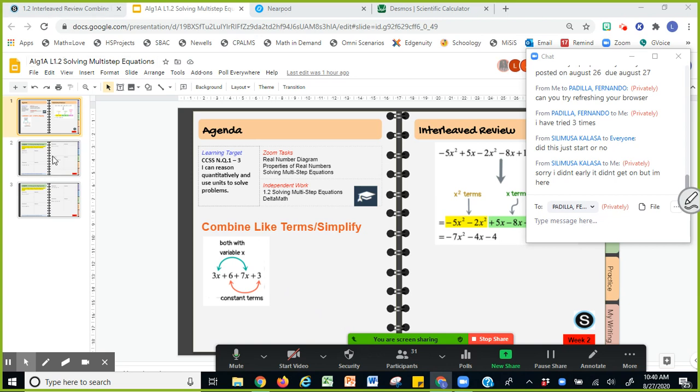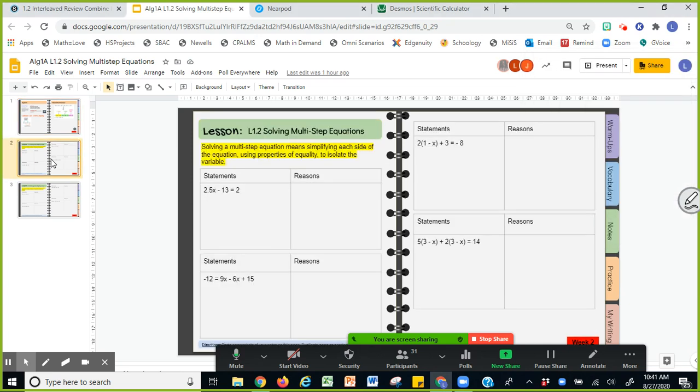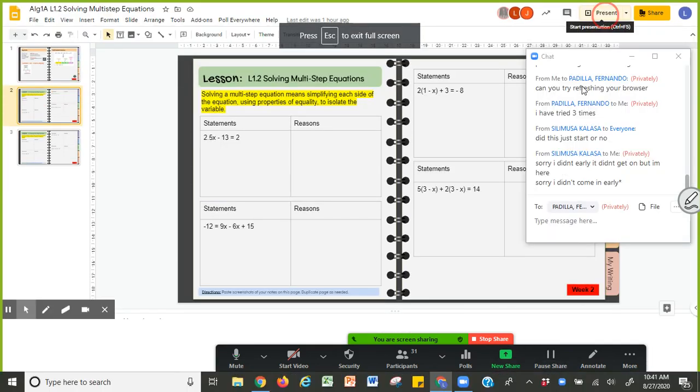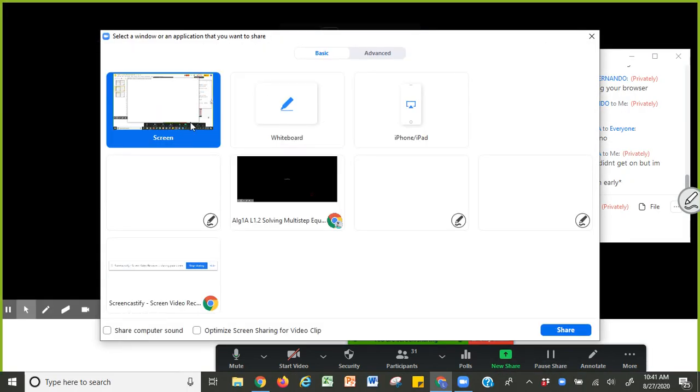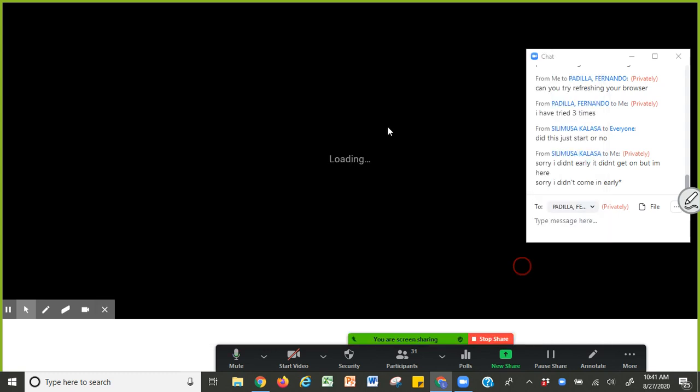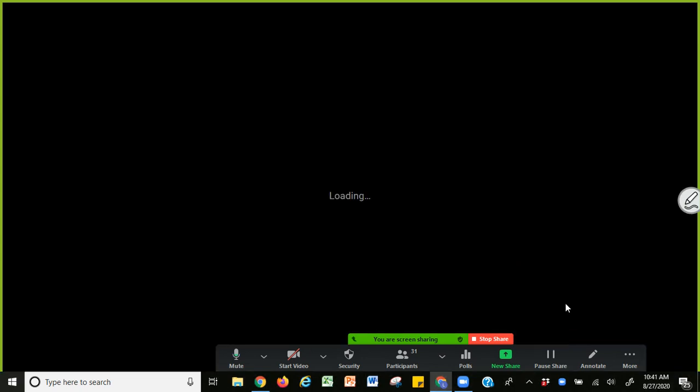So as I was saying, we're going to switch to this slide that has 3 pages. Our warm-up was on combining like terms. And now I would like you to look at the second page, which has our new lesson. I'm going to share this screen just to make sure that we're all seeing the same page. And I'm going to go back to the chat later on to answer some of your questions. All right, it's loading.